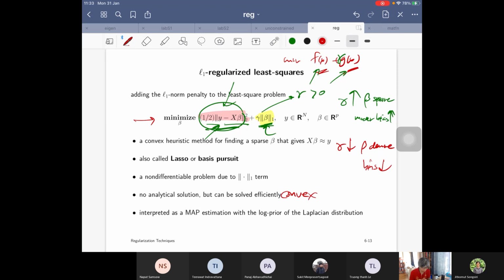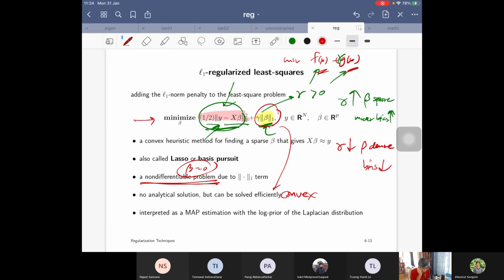One thing is that when you have the L1 norm, the cost objective is non-differentiable at beta equals 0. So even though there's some concern in the derivative here, because the problem is convex, solving this numerically is no longer a problem.